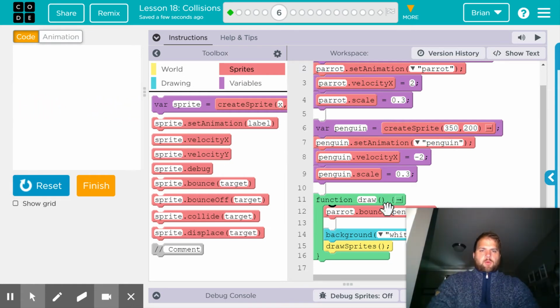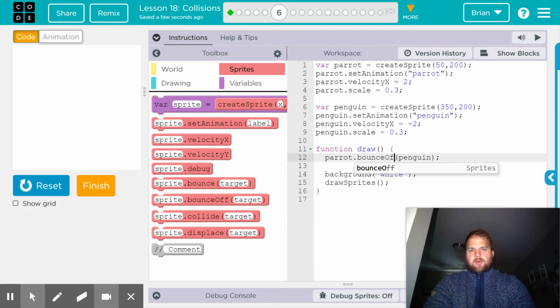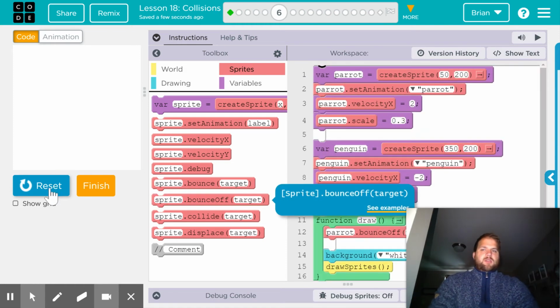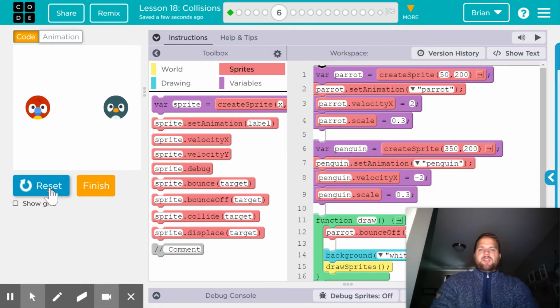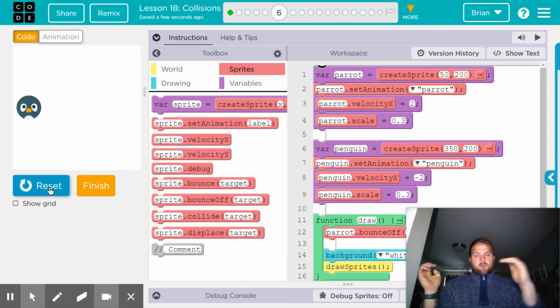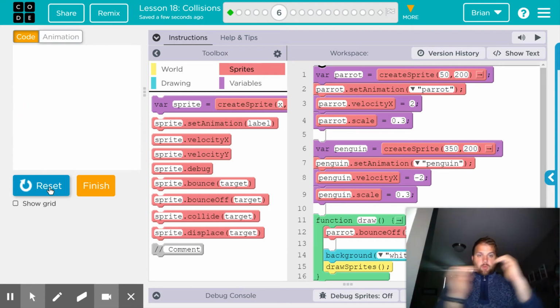Okay? We're going to try bounce off. Now, to save myself some time, instead of dragging that block out, I'm just going to type in off. Parrot bounce off penguin. And that's the same as this block. And sometimes, as always, it's easier to do the text instead of the actual block coding. So now this one, oh, the parrot bounced off the penguin. The penguin was still moving, but the parrot bounced off of it. So instead of them bouncing off each other, the one only bounces off the other.